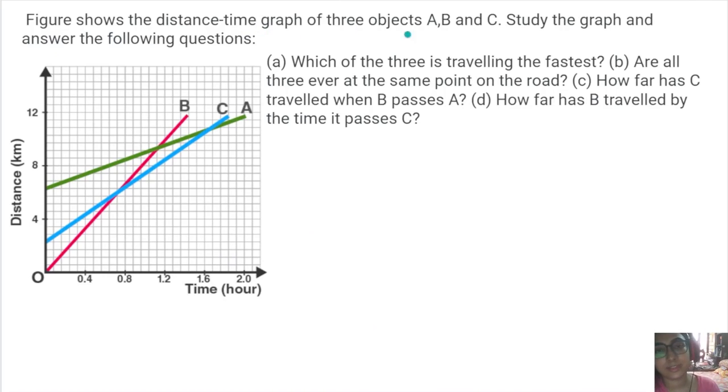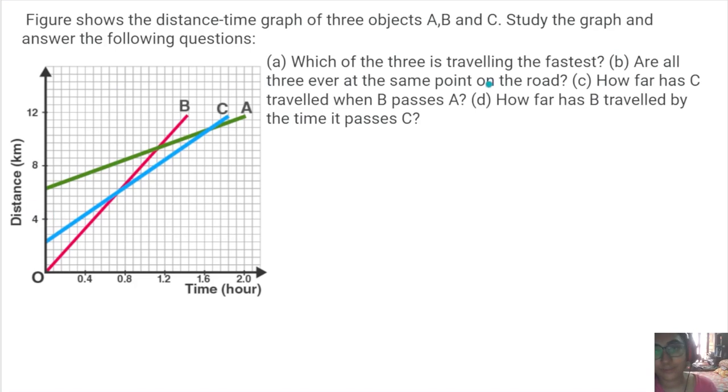The figure shows the distance-time graph of 3 objects. Which of the 3 is traveling the fastest? In the previous class, I told you how to determine which is going at a greater speed. One way to find out is to measure the slope. Out of these 3, which one has the highest slope, or is the most steep? Because the more steep the line is, the more is the slope.